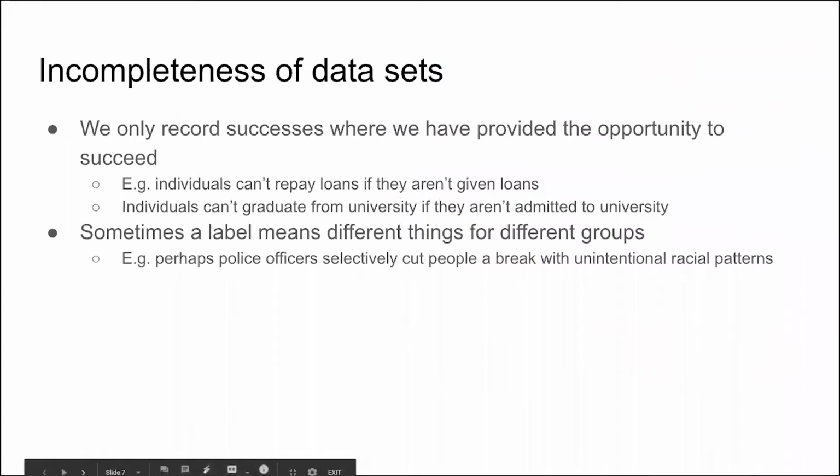Why is this? There are other reasons too. Incompleteness of data sets, right? This is one of the reasons people use proxies. Why do they use proxies for seriousness of health condition? Because it isn't necessarily that easy from the mess that we have from electronic healthcare records to determine who is really seriously ill and who isn't.